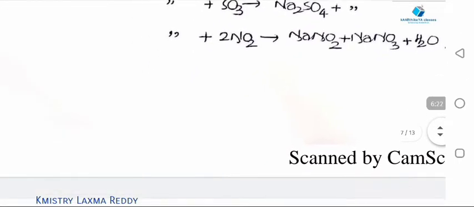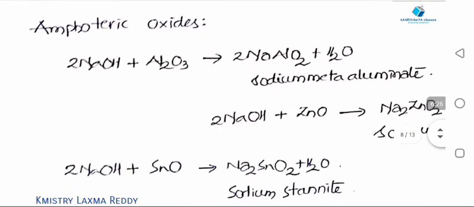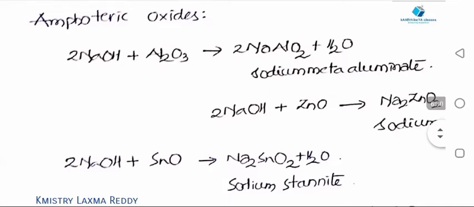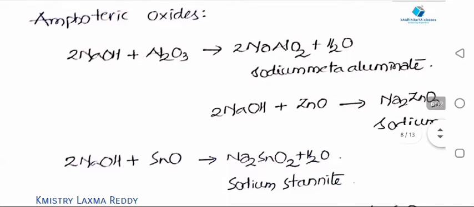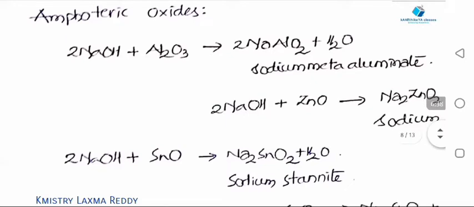One interesting reaction. Then we are discussing sodium hydroxide and its reaction with amphoteric oxides. Sodium hydroxide reacts with Al2O3 to form sodium metaaluminate, and generally we say this is when dilute. If we take sodium hydroxide a little concentrated, it will be sodium aluminate also.